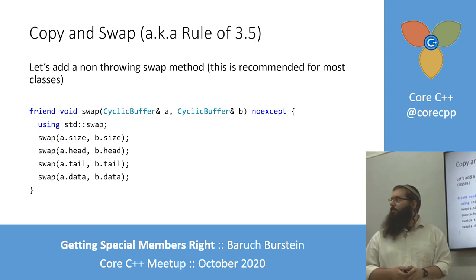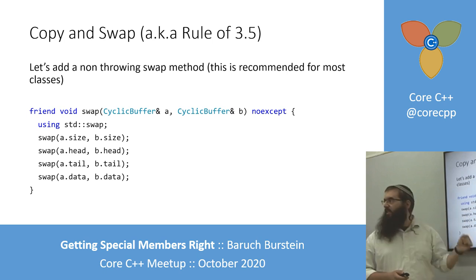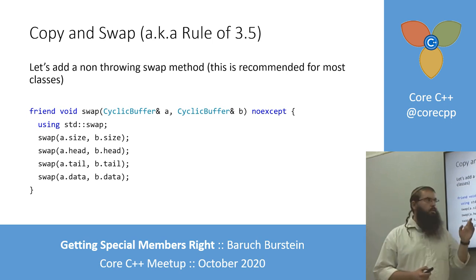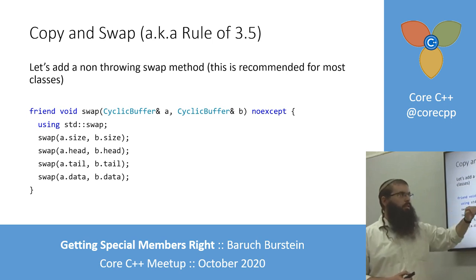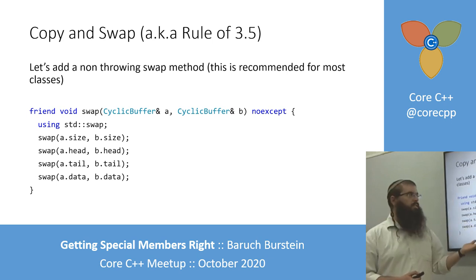It's well defined. It's very well defined behavior. If a noexcept function throws an exception, std::terminate is called. And it's also the default for destructors in C++. Destructors don't have to be defined as noexcept. They are noexcept by default. All other functions need to be defined as noexcept.